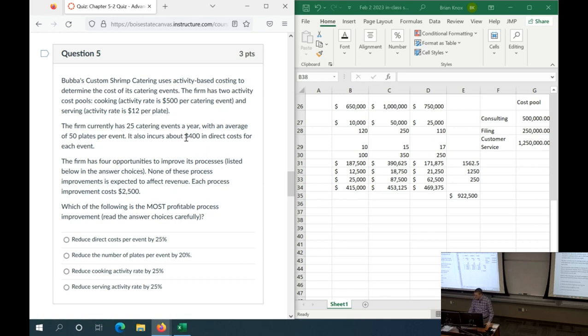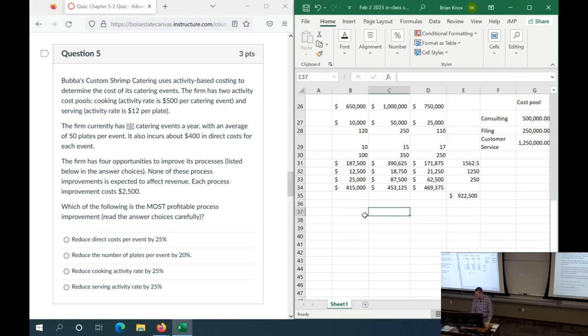We also incur $400 of direct costs for each event. So $400 times 25 will give us the direct costs that we might need to factor in anyway. The firm has 4 opportunities to improve its processes listed below in the answer choices. These are the 4. None of them are expected to affect revenue. Each process improvement costs $2,500. Which of the following is the most profitable process improvement?